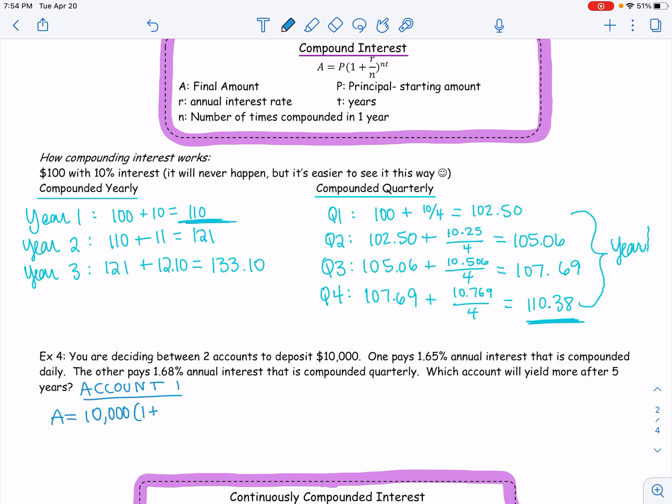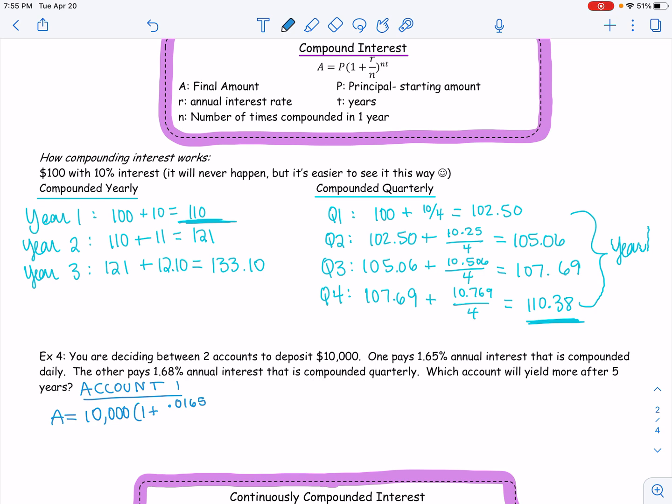Our annual interest rate for account 1 was 0.0165. So remember, when I give it to you as a percent, if you're putting it into the model, that rate needs to be a decimal. When you see it in the problem as a decimal and you write your answer as a percentage, you should know how to differentiate between the two and convert between the two.